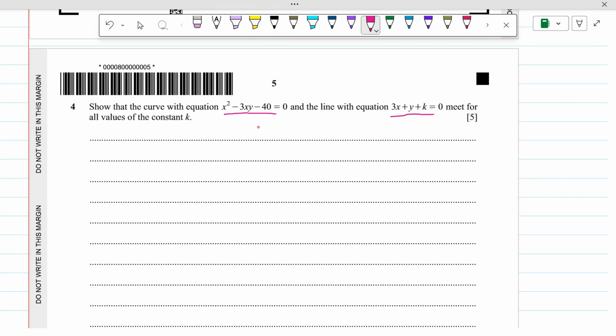So we need to solve them simultaneously to find the range of k for which this line will meet this curve. So, taking y from the equation of the line, we have 3x plus y plus k equals 0. This equation can be written as y equals negative 3x minus k. Plug this into the curve equation.